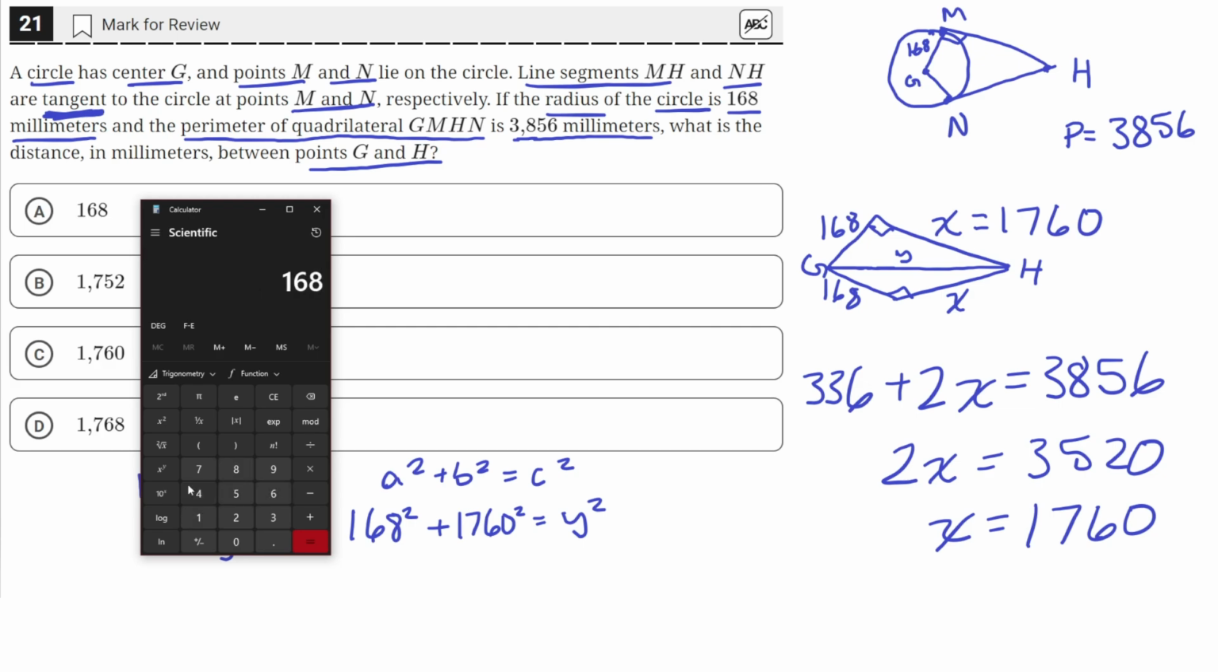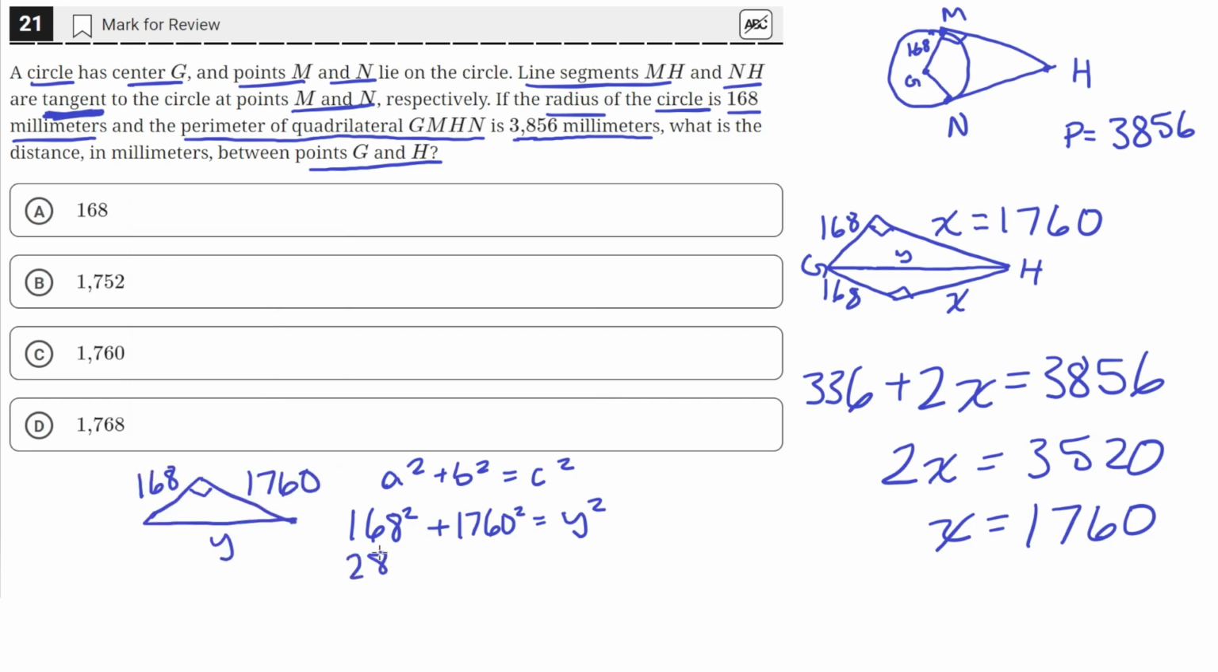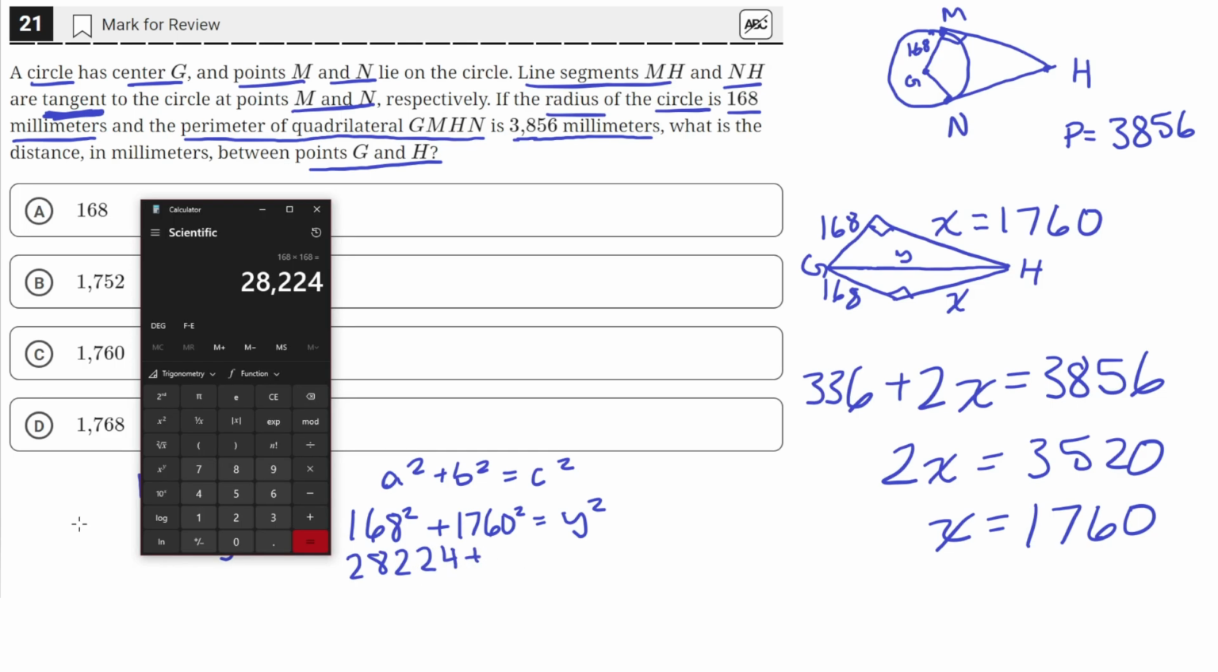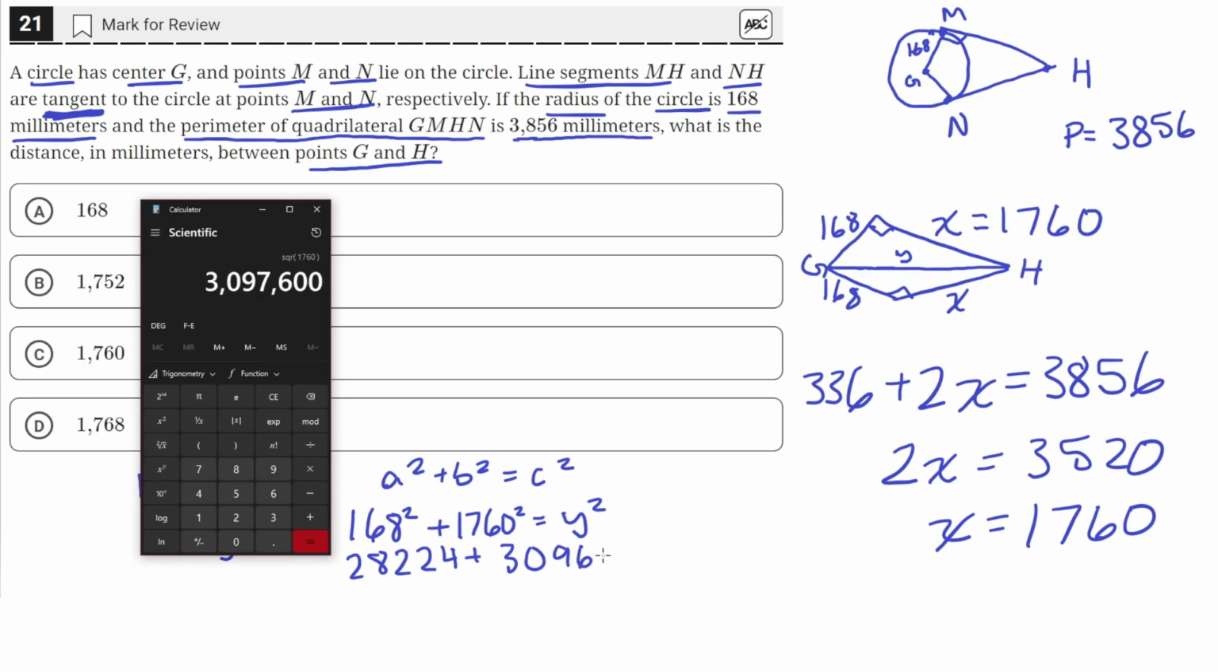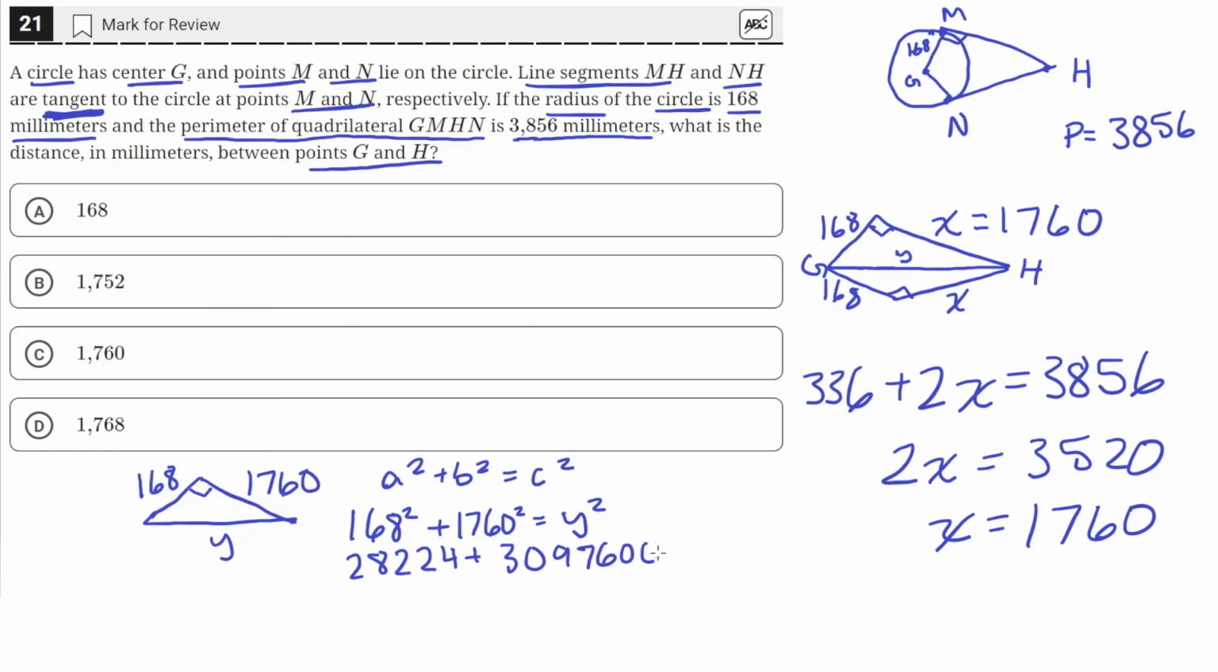So 168 times 168 is 28,224, plus 1760 squared, which is 3,097,600, equals y squared.